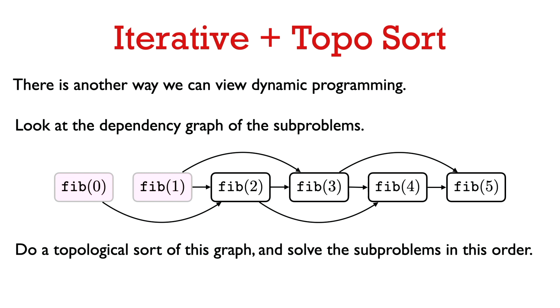So this is the alternative view of dynamic programming. You can view it from the bottom up. You look at the dependency graph of your subproblems, do a topological sort of that graph, and then compute the subproblems in the order of the topological ordering. That's a brief introduction to dynamic programming, and now let's look at some more examples.